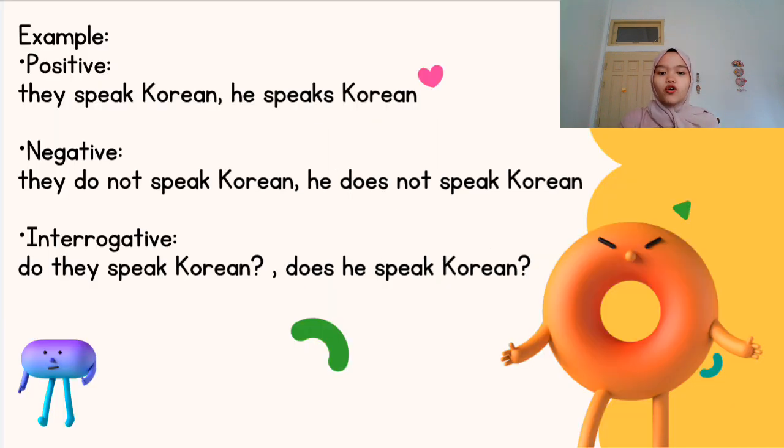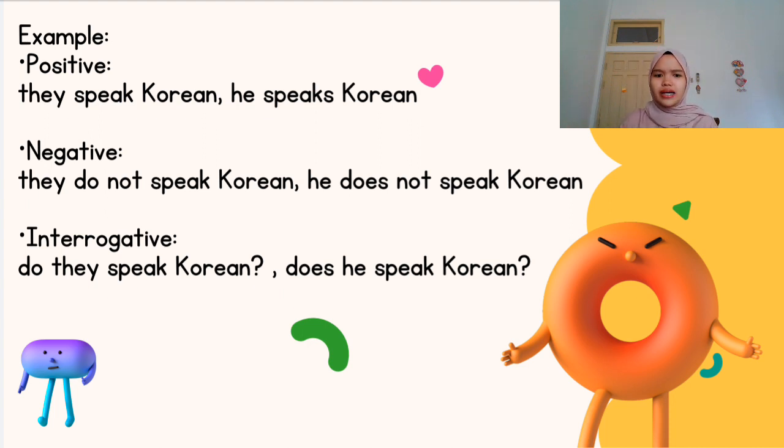They speak Korean. This is positive form. They speak Korean without s in speak. But if we talk about subject he, it will change. Like he speaks Korean, with s at the end of speak.